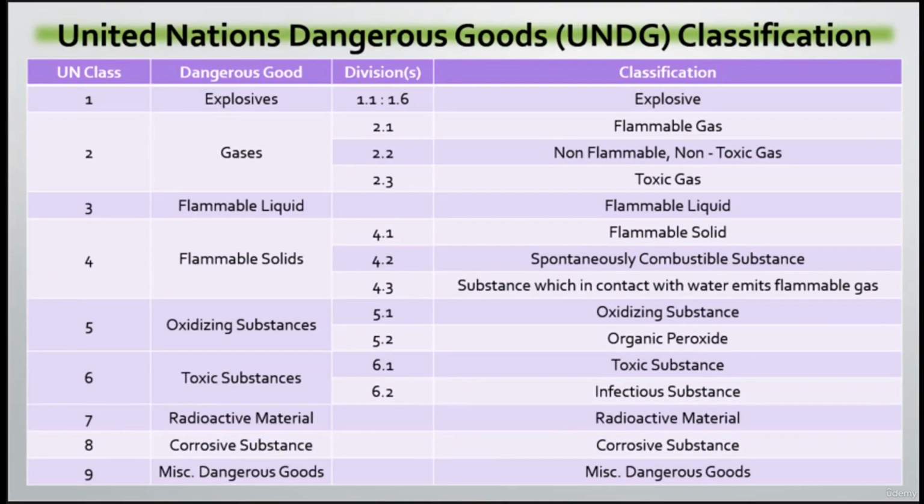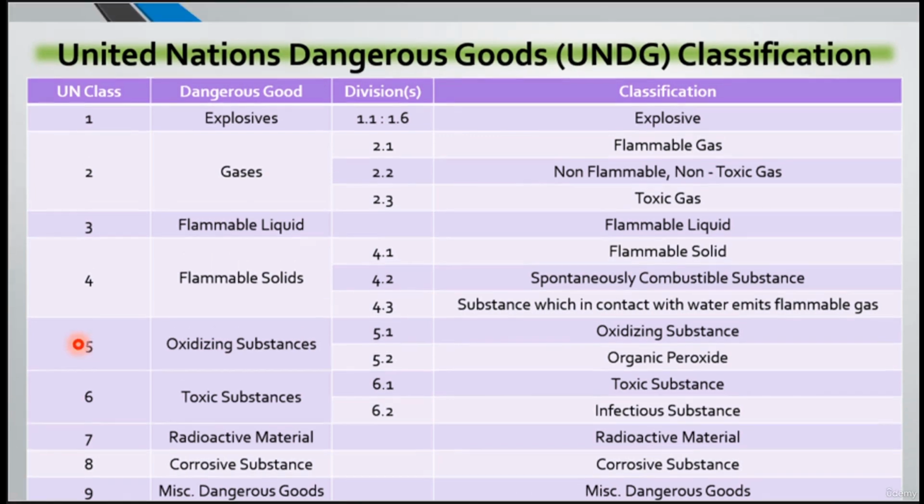Here we will have the United Nations Dangerous Goods classification. This classification is based on the ADR, which is the Agreement for Dangerous Goods by Road. This is a United Nations treaty signed or ratified by multiple countries. It is well acknowledged and well recognized. So you have here all the classifications, from class 1 up to class 9.